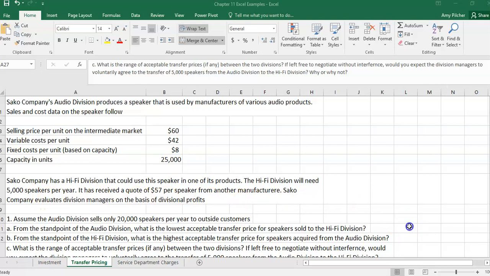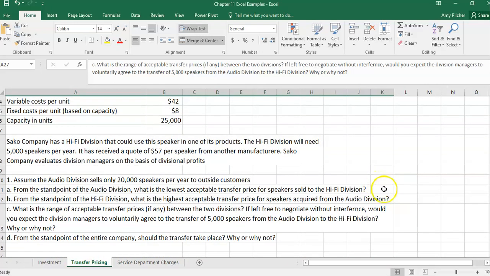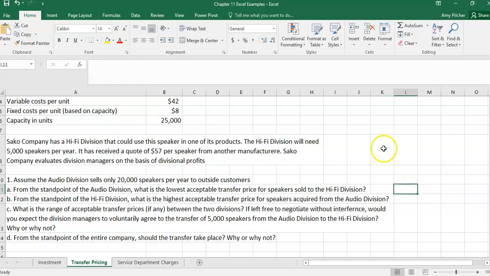As we know from the textbook and the lecture, if we have capacity, then our lowest acceptable transfer price should be whatever covers our variable cost per unit. The lowest acceptable transfer price is our total variable cost per unit.